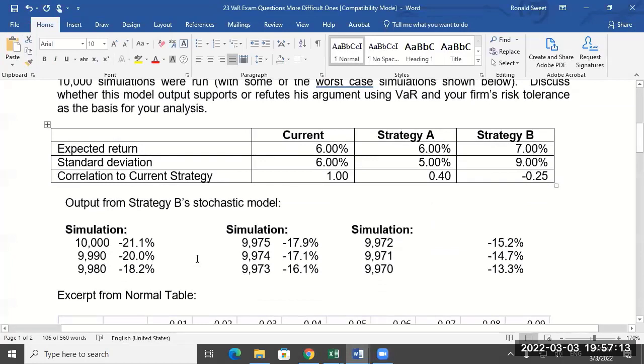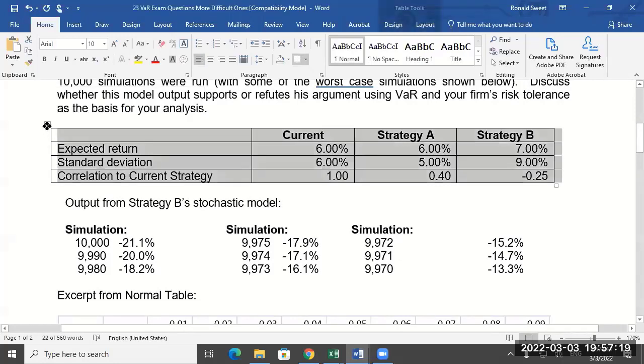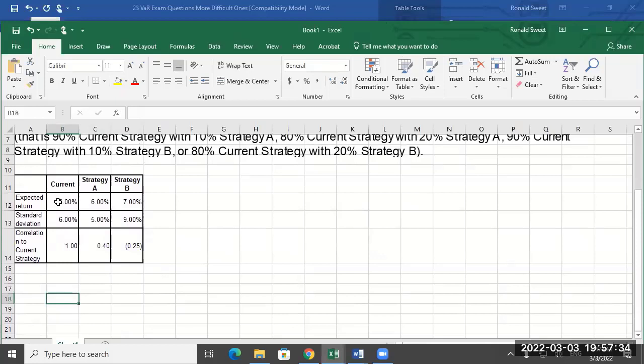Most students, after they do a few of these, they already know what the answer is before they start. Can y'all tell what the answer is before you start? First of all, let's talk about return. What happens to return if we add A? Stays the same, right? Return's easy. Return's just the weighted average. What happens to return if we add B?